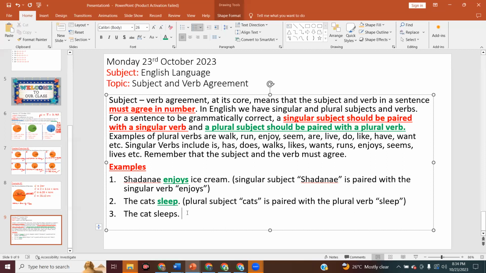When you have something like sleeps, that's actually singular, because it's a verb. The rules switch. So we have a singular subject, paired with the singular verb sleeps. Very good.